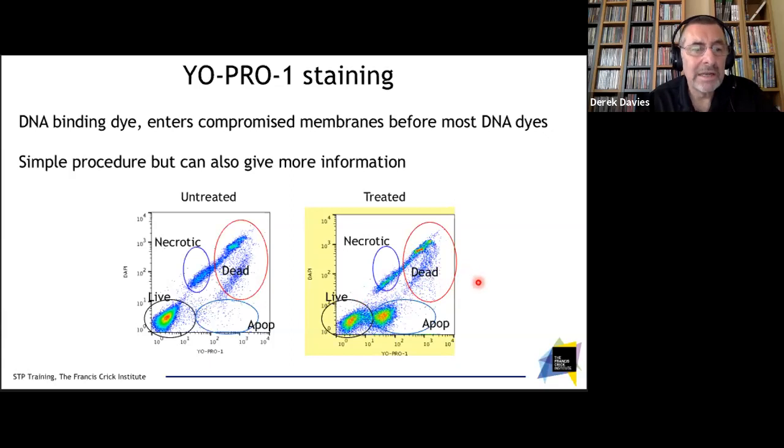So it gives us a little bit more information. Potentially it allows us to define early permeable cells, late permeable cells, and then cells that are breaking up their DNA. And if that's something you want to get out of your experiment, this may be something that's worth investigating.